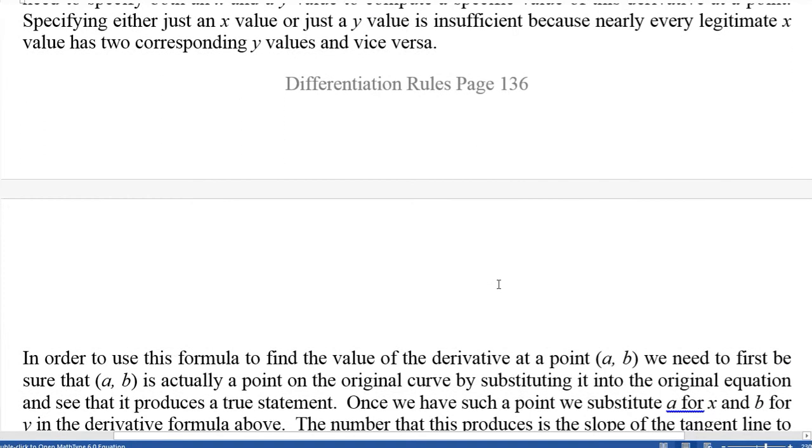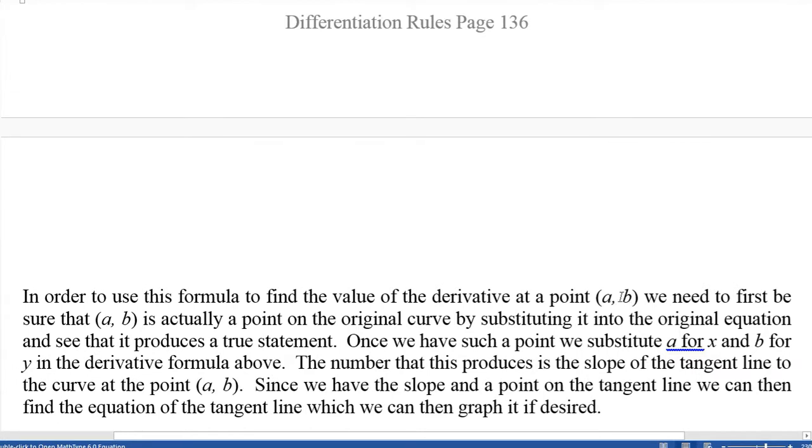So for example, let's pick any point (a, b), and the first thing we need to do is make sure that the point (a, b) is actually a point on the original curve. Of course we'll put in whatever a is for x and whatever b is for y in our original expression, and make sure that we get a true statement. And if we do, then of course that point's on the original graph. We can plug in the same a and b for x and y respectively in the derivative formula, and we'll have the slope of the tangent line. And once we have the slope, which is the value of the derivative, and we have a point, we know how to find the equation of the tangent line.